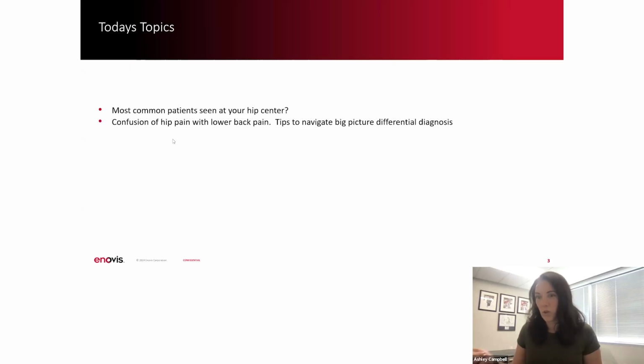It hurts if I turn quickly, or if I get in and out of the car, or put on my shoes and socks. They usually won't complain much about straightforward motion. Steps won't bother them. Walking typically won't bother them unless they're walking super long distances. But that's the classic, just straightforward FAI syndrome patient.